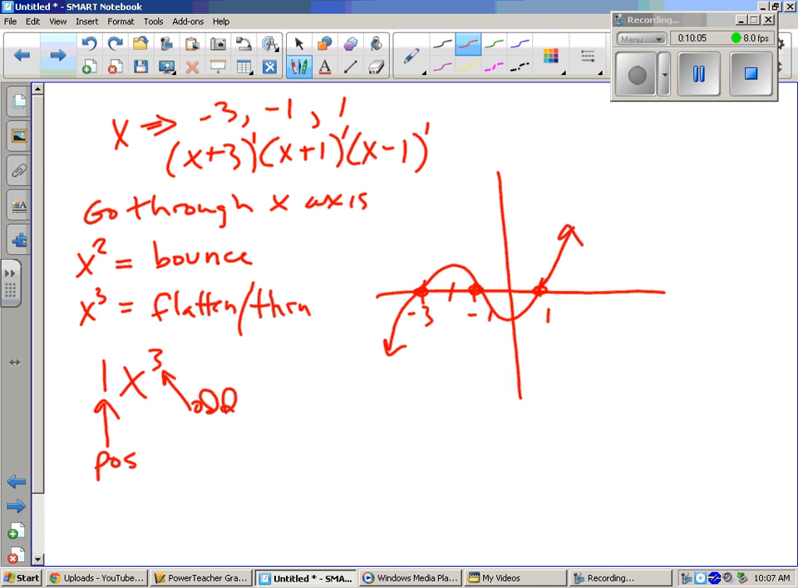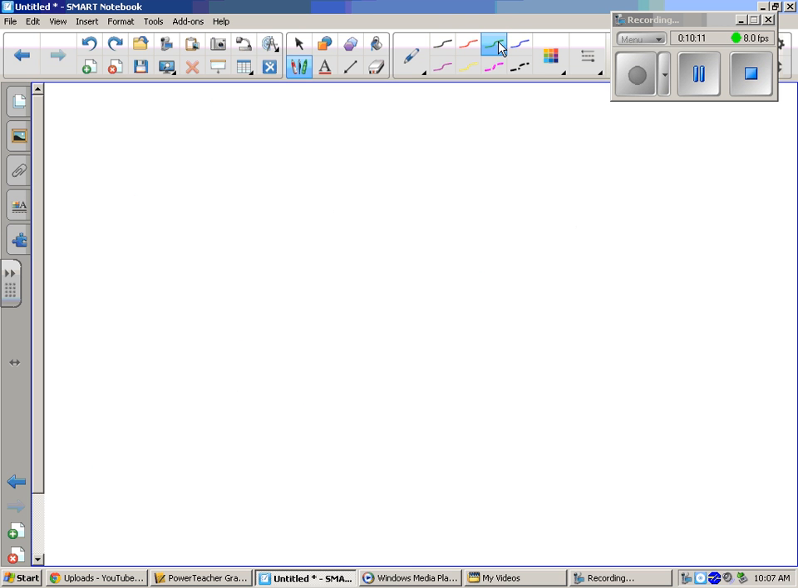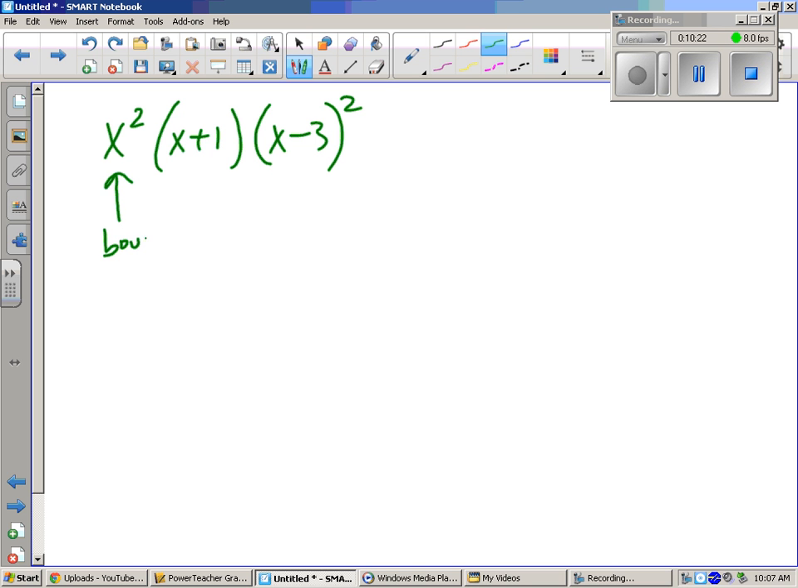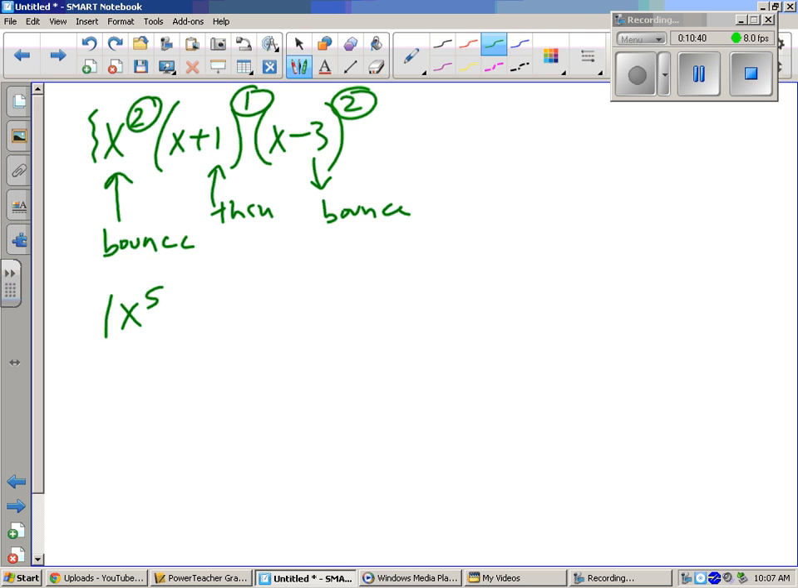Okay, if I had something like, let me go to the next page actually. If I had something like x squared, and then x plus 1, and x minus 3 squared, well, this would bounce, this would go through, and this would bounce. Okay, and the highest power, if I add these three, would be x to the 5th. And there's no number in front here, so it's just a 1. So this would be positive and odd. So let's see how that graph would look.